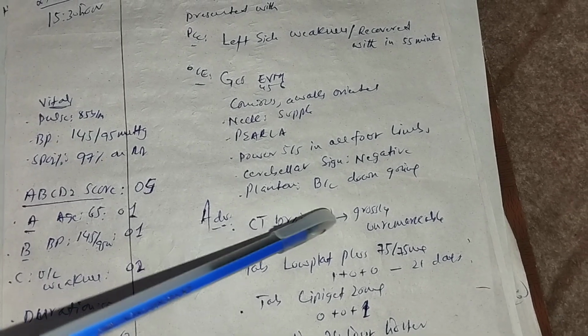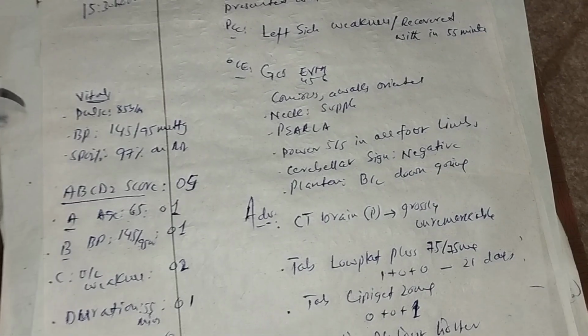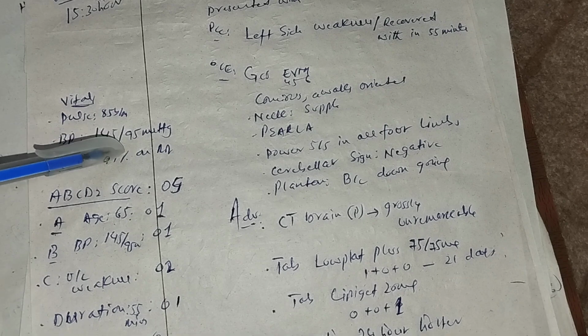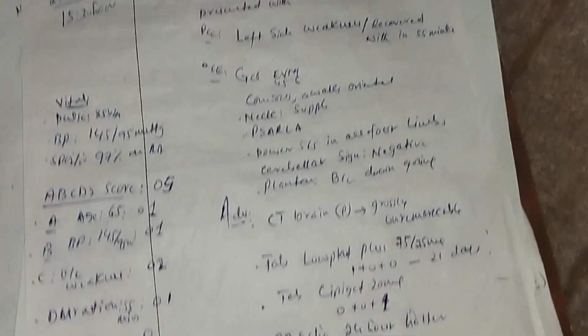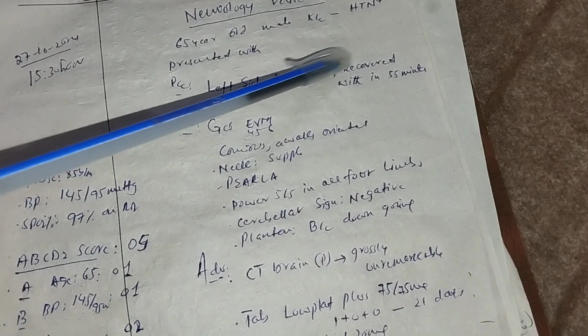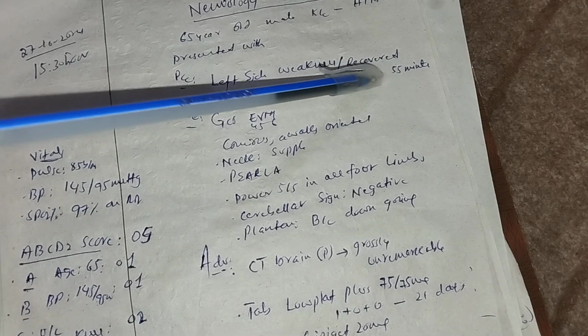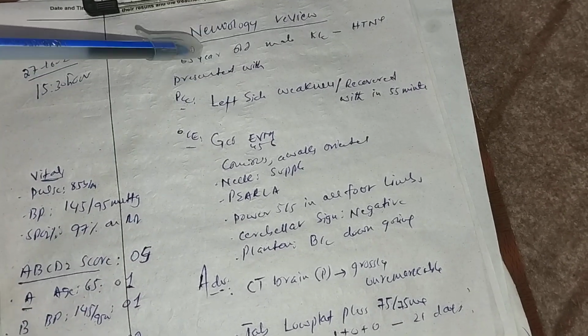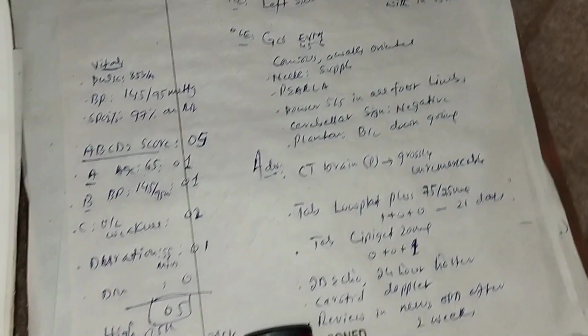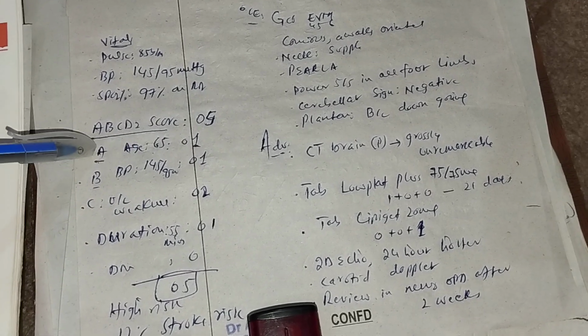We did a CT brain, and that was grossly unremarkable. Vitally, the patient's BP was 145/95 mmHg. Now, as this patient had unilateral weakness which recovered within 55 minutes, we diagnosed this patient with transient ischemic attack. Now we have to find the ABCD2 score.